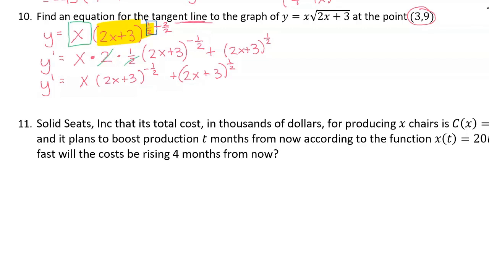but we can't stop there because this is asking for the equation of the tangent line. To find the equation of the tangent line, we first need the slope at the point x equals 3. So I'm going to plug in 3 into my equation for the derivative. Now, I did this before, so the answer is going to be 4. This is the slope.